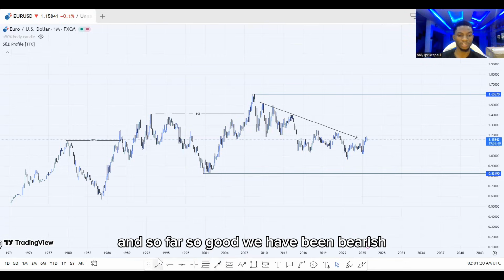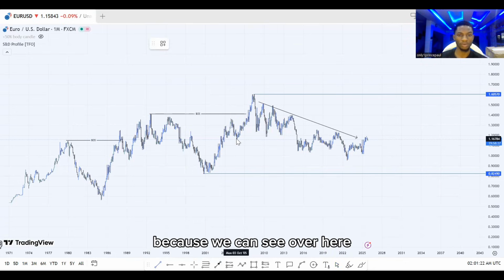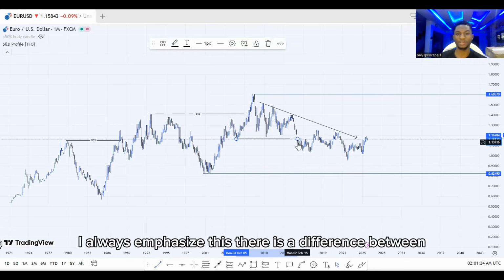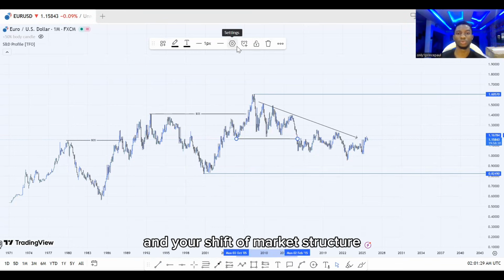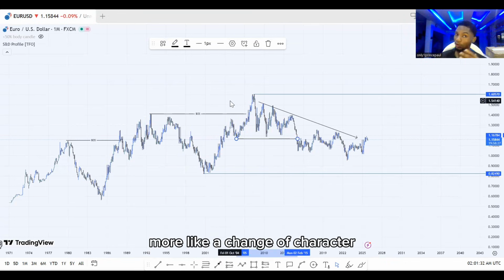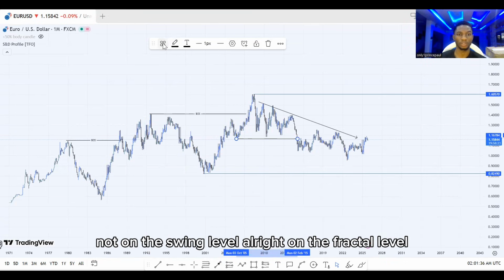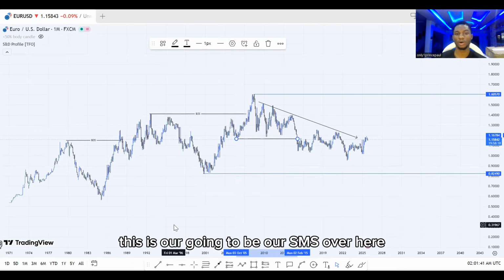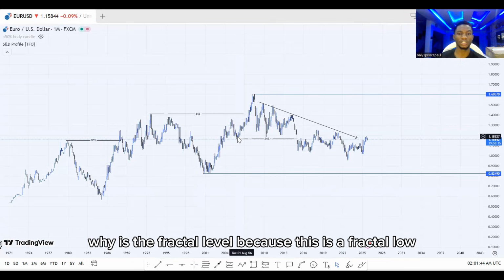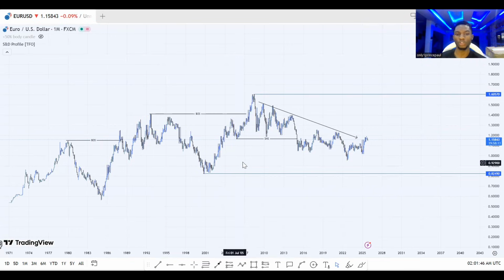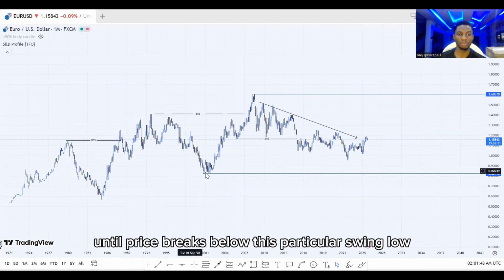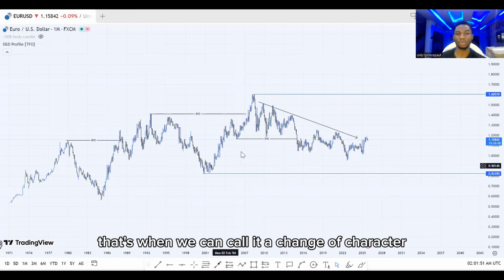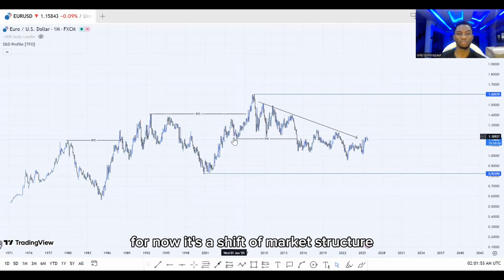We have been bearish because we can see over here was a shift of market structure. I always emphasize this: there is a difference between your change of character and your shift of market structure. A shift of market structure is like a change of character, but on the fractal level, not on the swing level. So this is going to be our SMS over here. Why is it fractal level? Because this is a fractal low. This is a swing low. Until price breaks below this particular swing low, that's when we can call it a change of character. But for now, it's a shift of market structure.